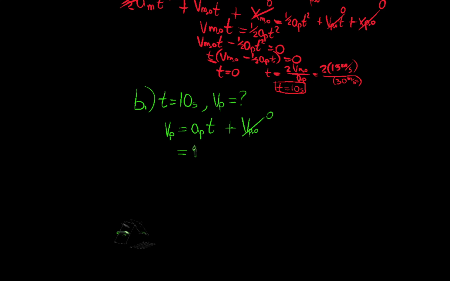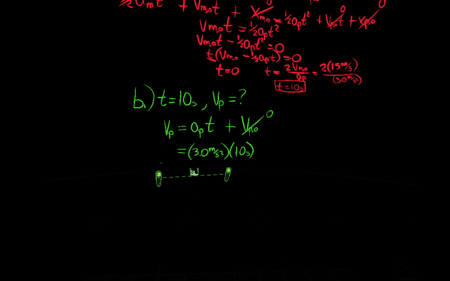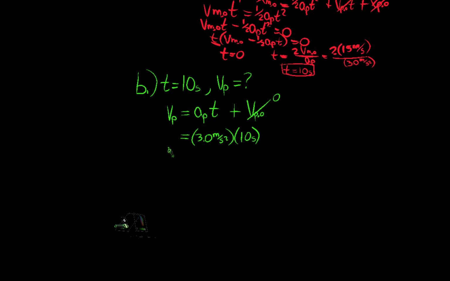And so if we plug in our 3 meters per second squared times t equals 10 seconds, so we worked hard to solve for on part A, then we get Vp, the velocity of the police officer, being equal to 30 meters per second when it catches the motorist.